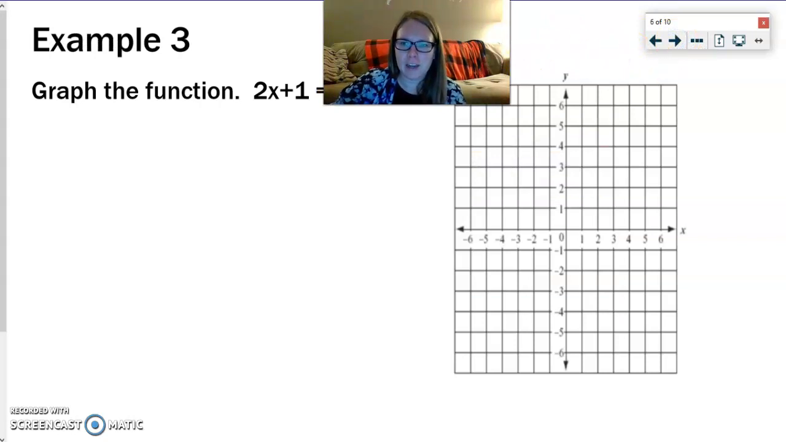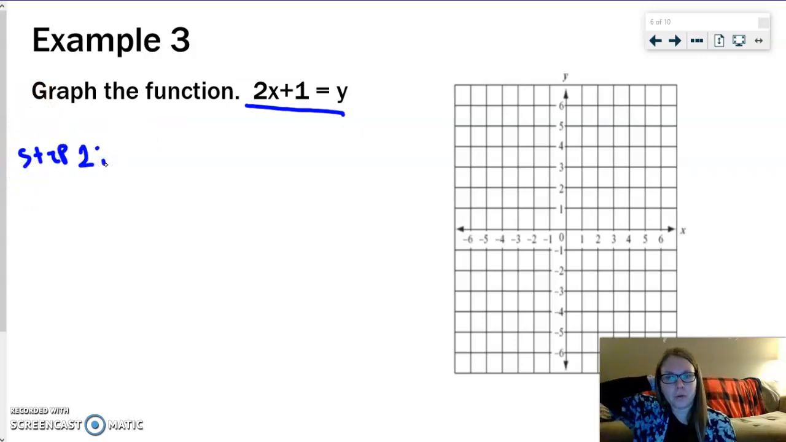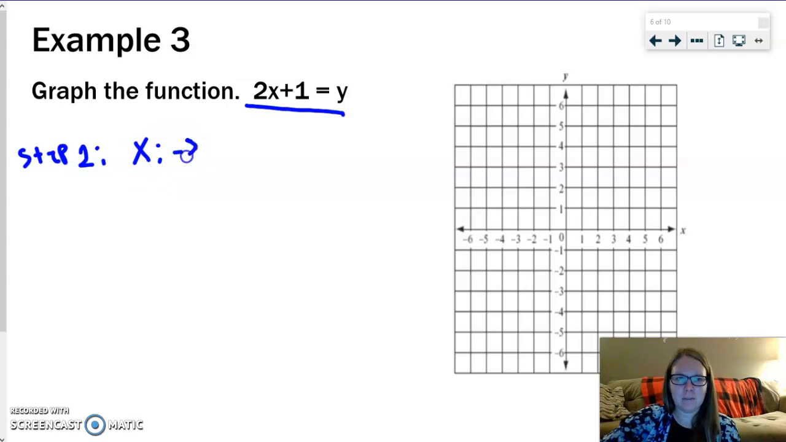So let's take a look at another type of problem here. The direction is to graph the function. So we are going to follow those steps. Step 1 was to figure out what values for x we would like to use. I would suggest taking something that's negative, taking 0, and then taking something that's positive. So maybe let's decide that we want to use the values of x as -2, 0, and +2.